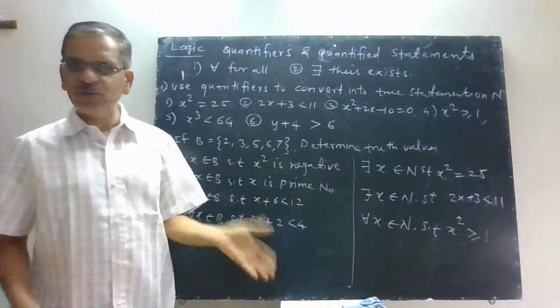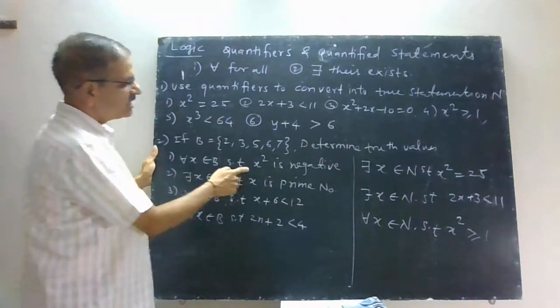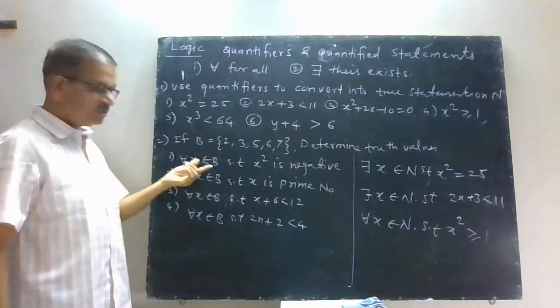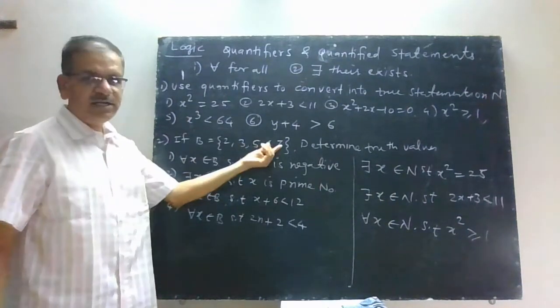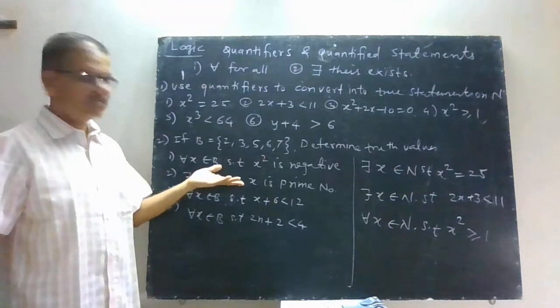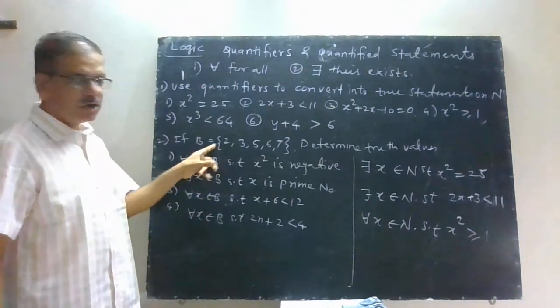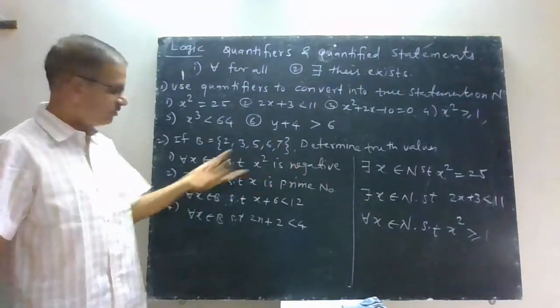That means it is either true or false, you have to decide. Now, for all x belongs to B such that x square is negative. You can observe one thing here. For this one, they are integers whose square is negative. Is it true? No, it is false. So for all x belongs to B, it is not true for all x. Even it is not true for anyone, so it is a false statement.